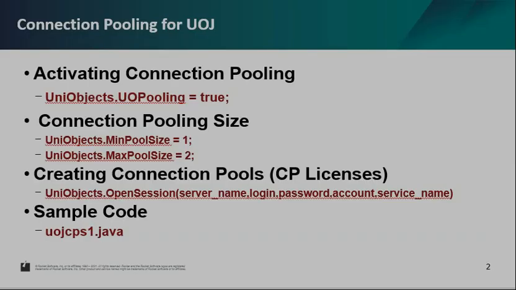The first, simple one uses UOJ. Inside the UOJ application it is very simple. You just have one property called UO pooling flag; turn it on, set it to true. There are also other options like minimum pool size and maximum pool size, some connection timeout, and other additional property settings. You can look at all the information in the UOJ manual.